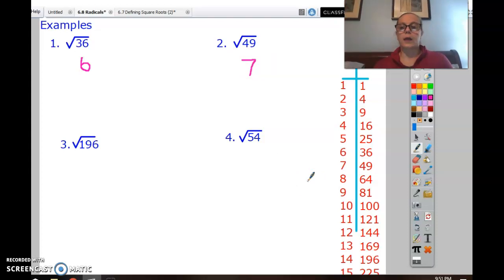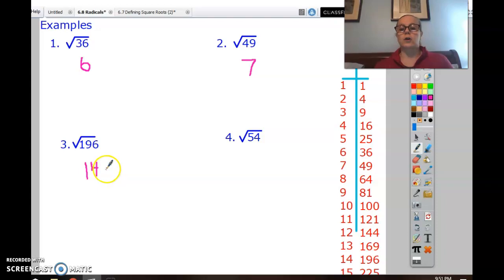All right, and number 3, the square root of 196. So again, if we look down the right-hand side of our column, I go down and I see 196, and I know the square root of that is 14. Now, if they're perfect squares, you're going to see that number exactly there. If they aren't, we're going to have to do some work.